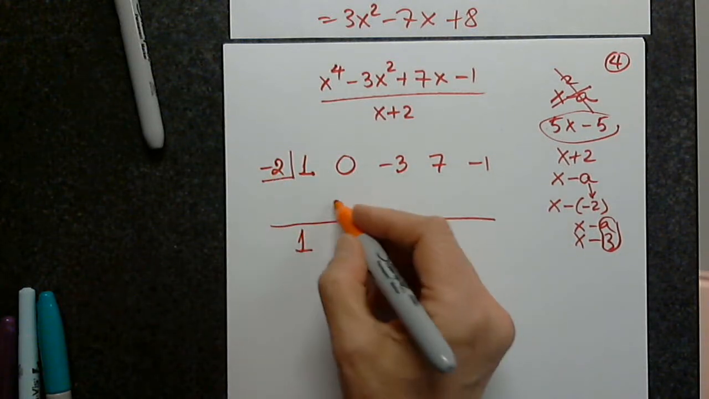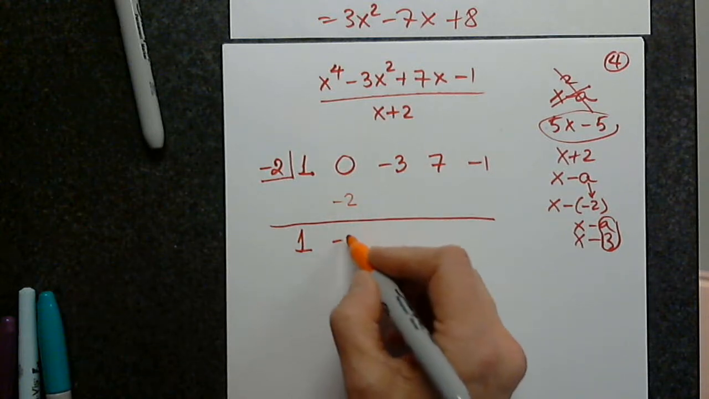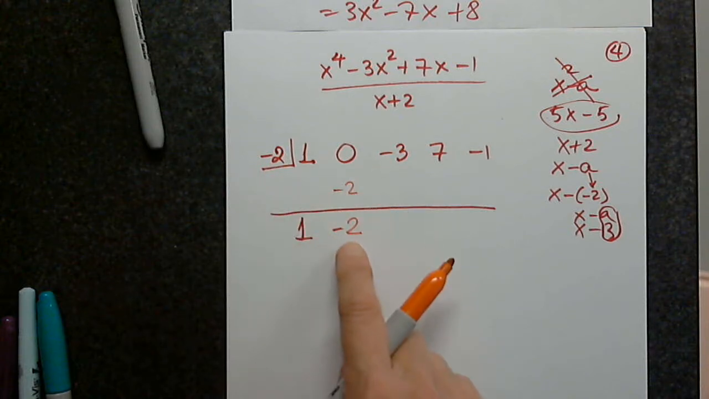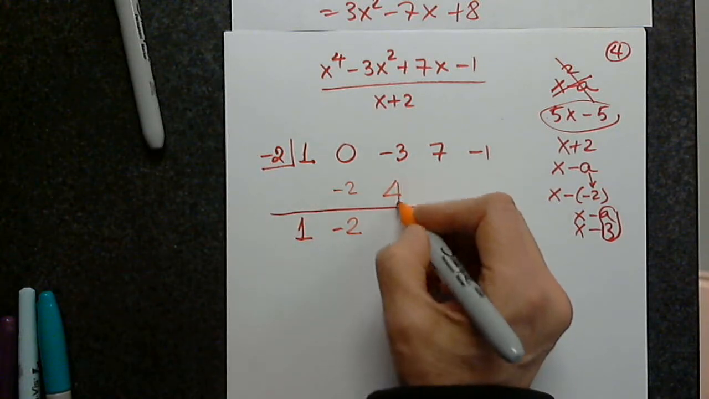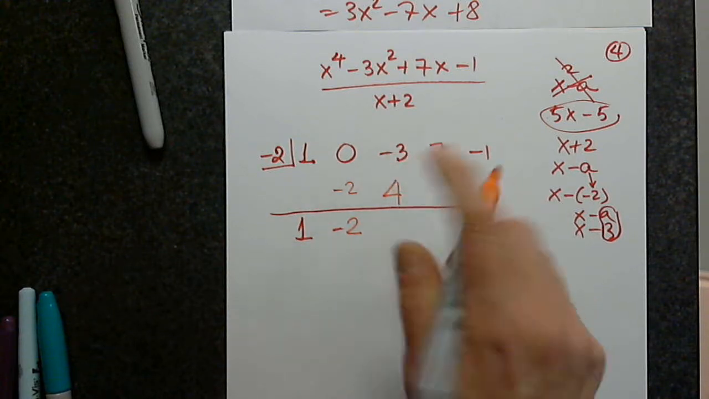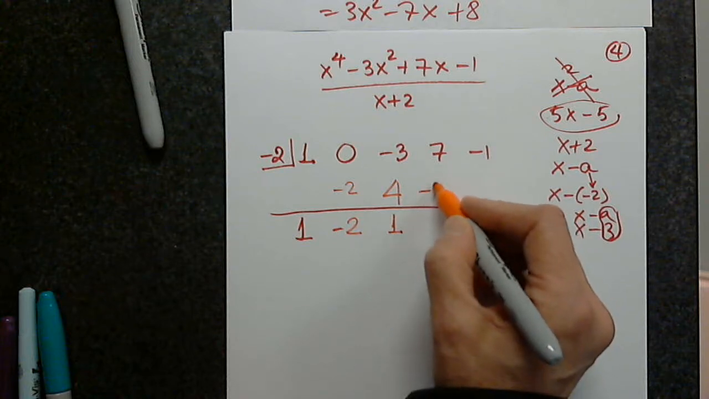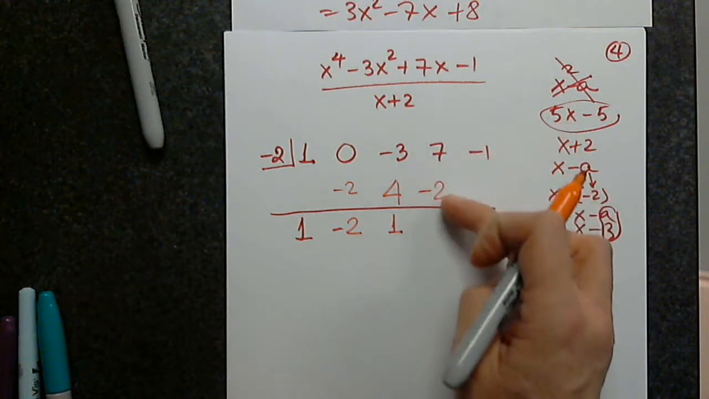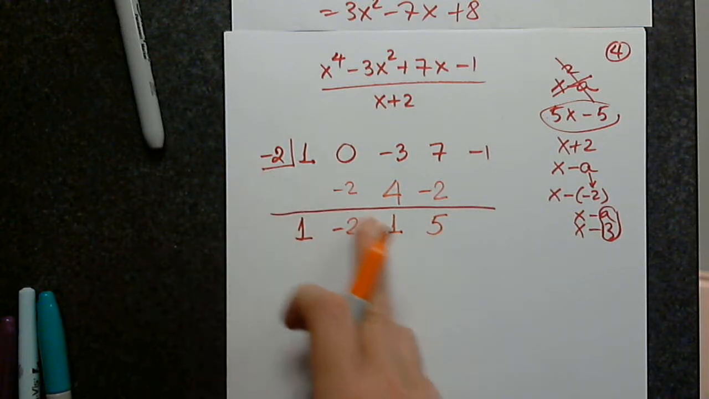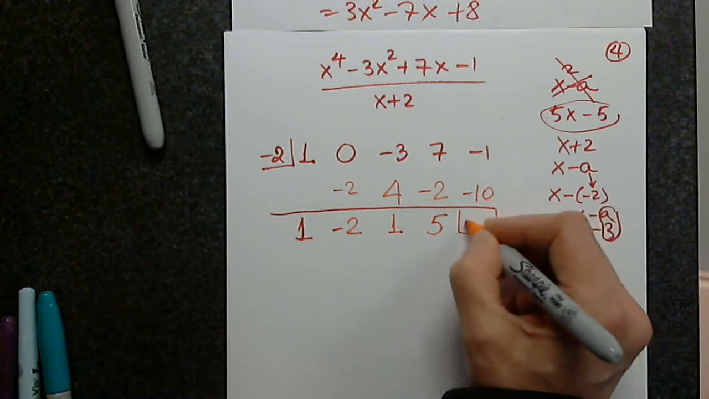So negative 2 times 1 is negative 2. We perform the operations by adding 0 to negative 2. I get negative 2. Now negative 2 multiplied by negative 2 is positive 4, and I write it above the line. I perform the operations, I get 1. Negative 2 times 1 will be negative 2, and I write it above the line. I perform the operations, and I get 5. Final step, negative 10. Write it above the line, box it in, negative 11.